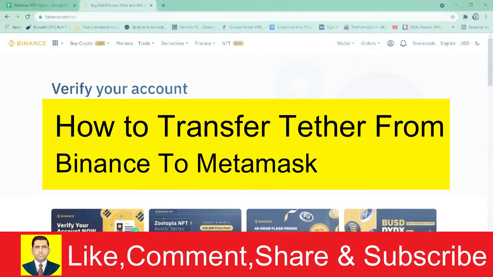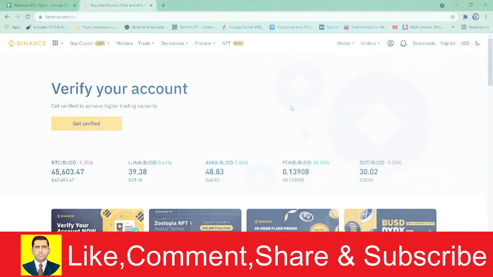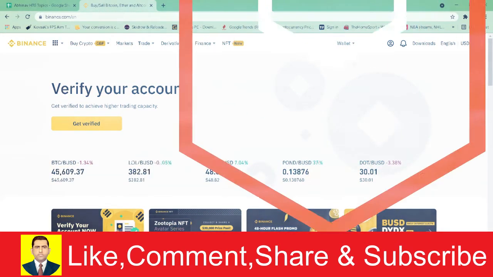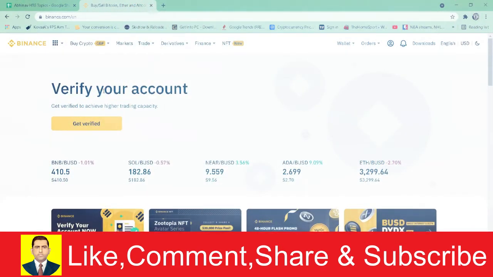And there are a lot of stable coins depending on the currency of the country. So Tether is equivalent to USD. Just keep that in mind, which means US dollar. So I'm going to be transferring it from Binance to Metamask. For those people who do not know, Binance is a cryptocurrency exchange where you can buy and sell cryptocurrency.